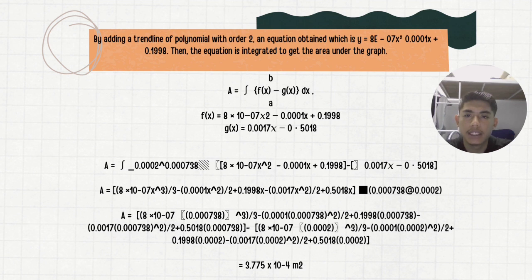As you can see, by adding a trend line of polynomial with order 2, an equation is obtained, which is y equals 8e minus 07 x to the power of 2, plus 0.0001 x, plus 0.1998. Then the equation is integrated to get the area under the graph. Here you can see all the calculation, and at the bottom part we have the answer.